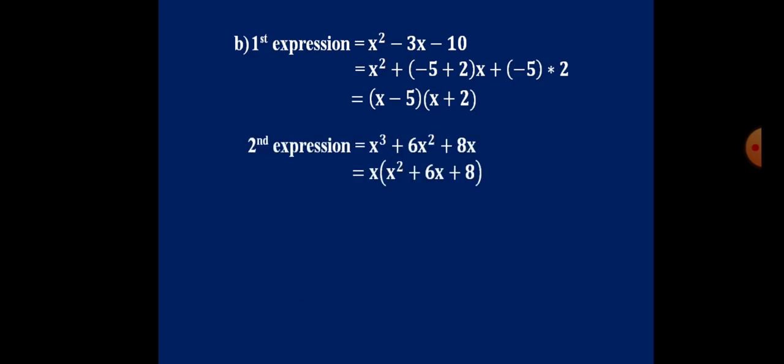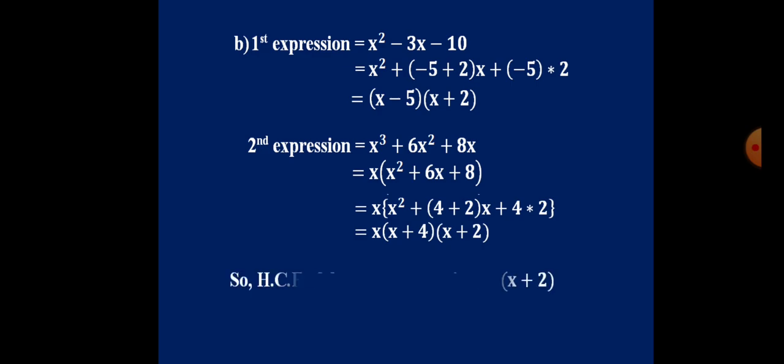Let us see the second expression. As you can see, x is a common factor, so we have taken it out: x squared plus 6x plus 8. Now 6 can be written as 4 plus 2, and 8 can be written as 4 times 2. That means it also fits into the identity of x plus a, x plus b as follows. So the second expression is x times x plus 4, x plus 2. Now from the first and second expression we can see that x plus 2 is the only common factor here, so the HCF is x plus 2.